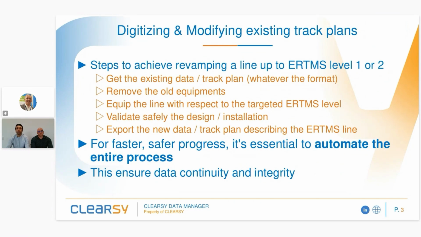If we look at the steps we take to achieve a project, for example ERTMS level 1 or 2, we need to collect existing data from a track plan or database, but as I said, that's not always possible. We need to remove the old equipment and equip the line with all the different objects with respect to the specification. We also need to perform a safe validation of the data and the configuration. At the end of this process, we must export the data and the track plan combined in a digital format.